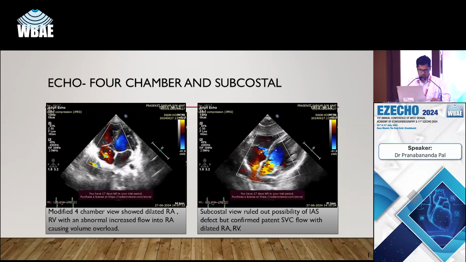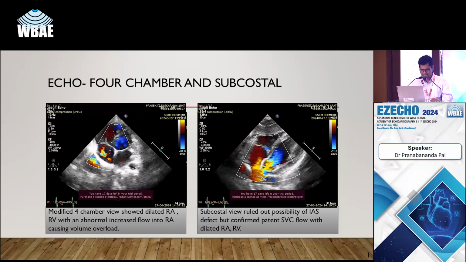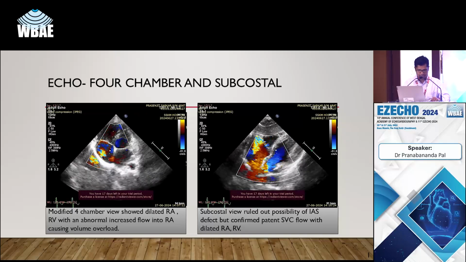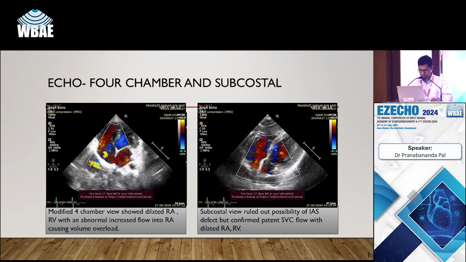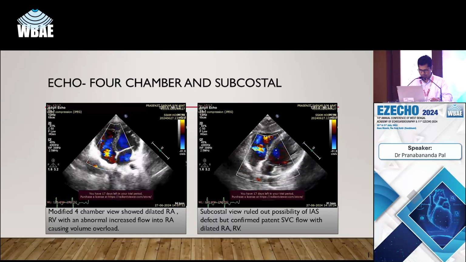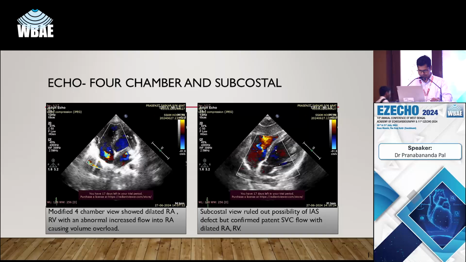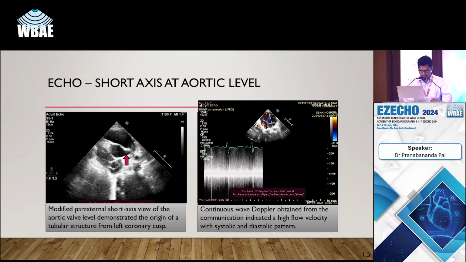The modified 4-chamber echo showed dilated RA and RV with abnormally increased flow into the RA causing volume overload. The subcostal view ruled out an IAS defect, but confirmed patent SVC flow with dilated RA and RV. The modified parasternal long axis view at the aortic valve level demonstrated the origin of a tubular structure from the left coronary cusp. Continuous wave Doppler obtained from the communication indicated a high flow velocity with a systolic and diastolic pattern.